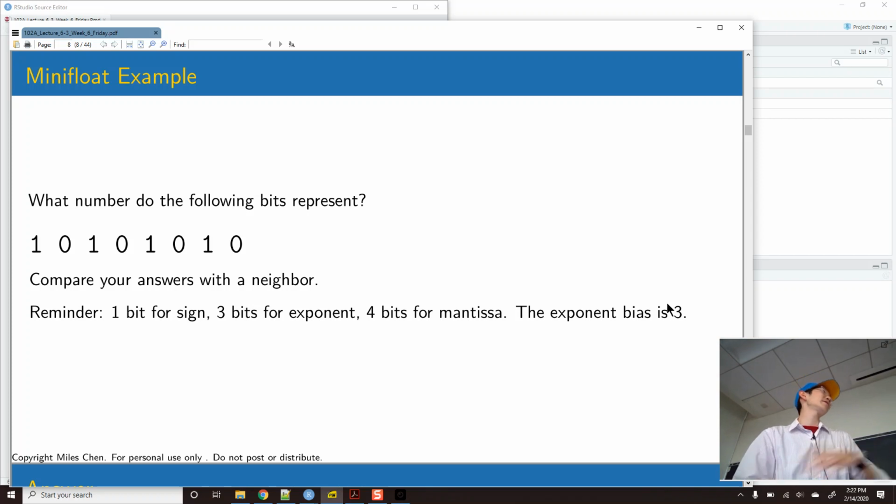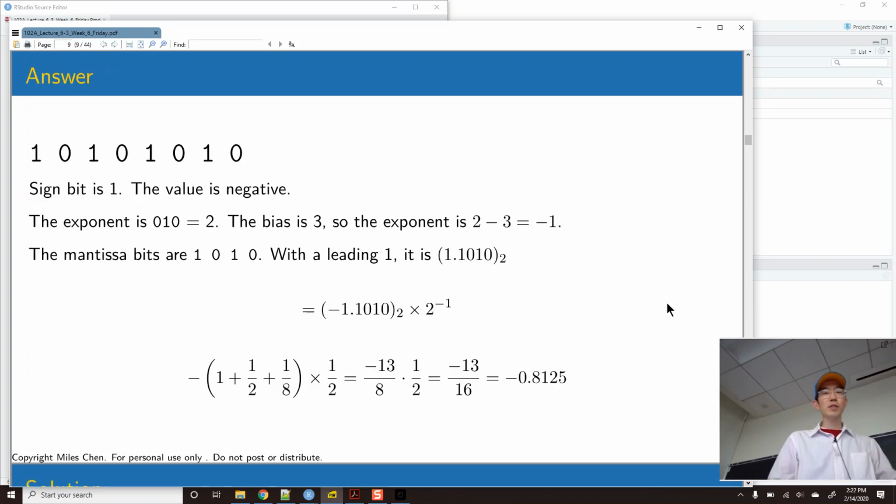All right, well, tell me, what is the exponent? What do the exponent bits represent? So what are the exponent bits? The 3 bits for the exponent are 0, 1, 0. Okay, and so with the bias, this is going to represent an exponent of -1, okay? So here, let's talk through this, right?